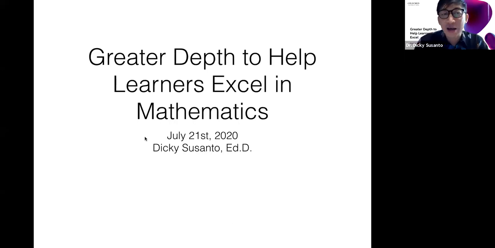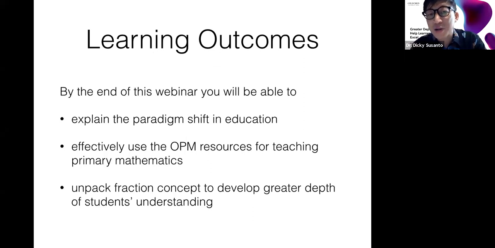So as mentioned, the title of the webinar is Greater Depth to Help Learners Excel in Mathematics. Here are the learning outcomes that I hope we will achieve by the end of the webinar. First, hopefully you'll be able to explain the paradigm shift in education. The second will be looking at the different resources available from OPM, which some of you are already very familiar with, but we're going to go through what the available resources are.